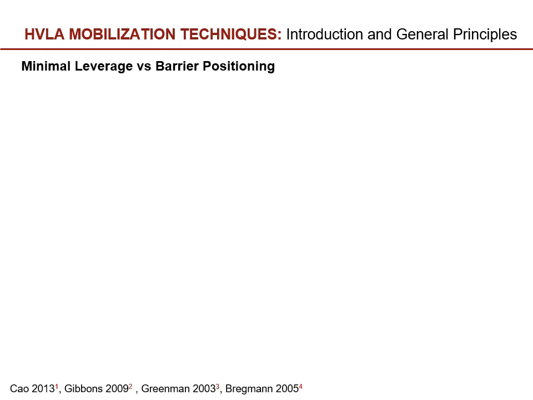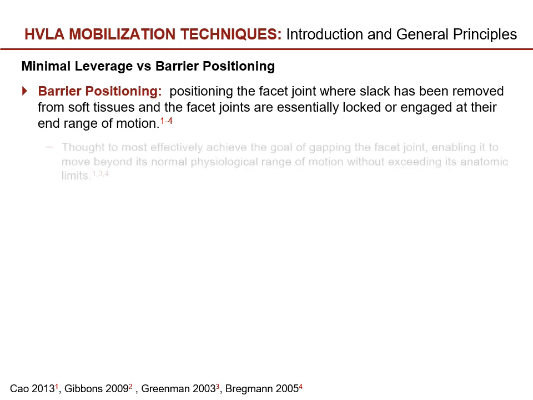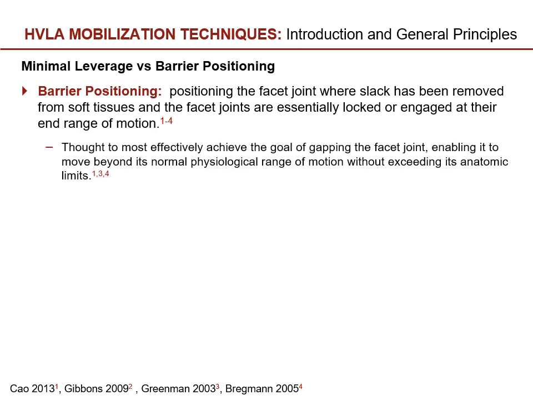All right, so the first concept that I want to introduce is minimal leverage positioning versus barrier positioning. So operational definitions, the barrier positioning is positioning the facets where slack has been removed from the soft tissue and the facet joints are essentially quote-unquote locked or engaged at their end range of motion. It's thought to be most effective to achieve the goal of gapping the facet joints, enabling it to move beyond its normal physiological range of motion without exceeding an anatomical limit.